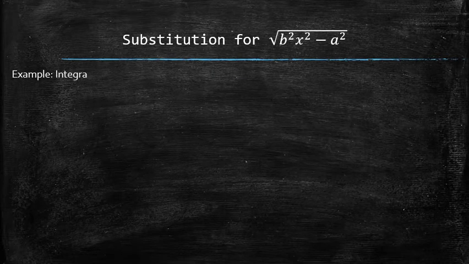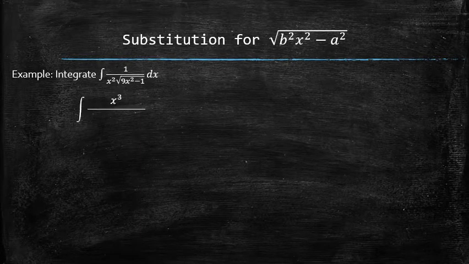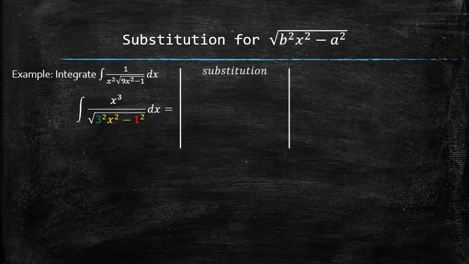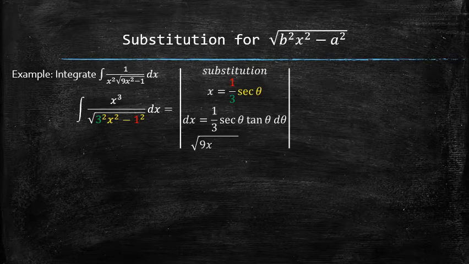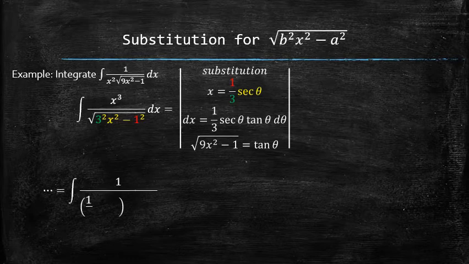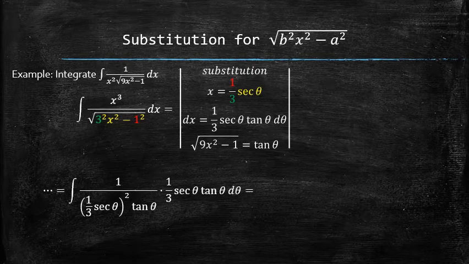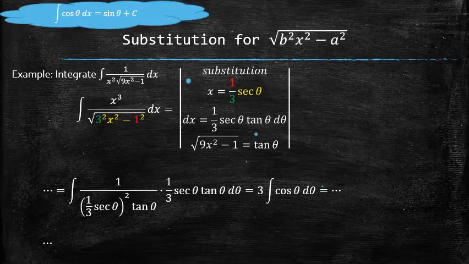Let's do an example. We first recognize the distinct pattern and set up the substitution by setting the variable x equal to 1/3 of secant of theta, and finding the differential of x and the radical expression in terms of theta. Next, we plug everything into the original integral and simplify, so that we have nothing but a trigonometric function of theta left in the integrand.